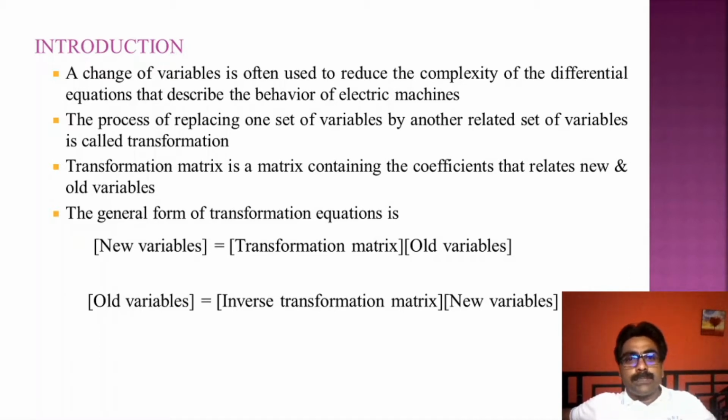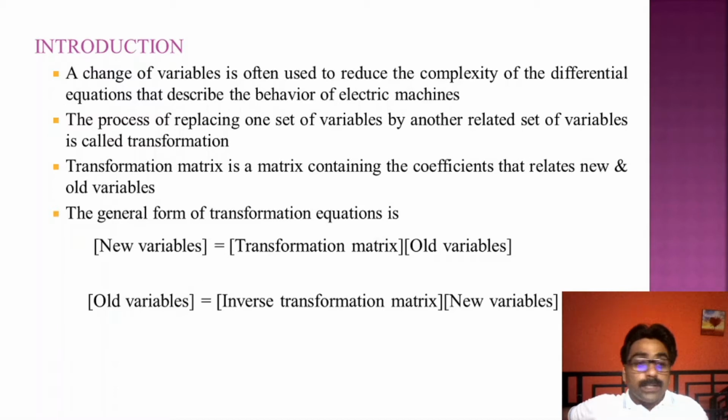Okay, so have a look at this general form of transformation equations. If you are going to do the transformation from ABC to DQ, then the new variables are D and Q. For example, if you are going to convert ABC into the alpha beta frame, then the new variables are alpha and beta, you will have a transformation matrix, and the old variables are A, B and C. In the same way, the inverse transformation is also done.